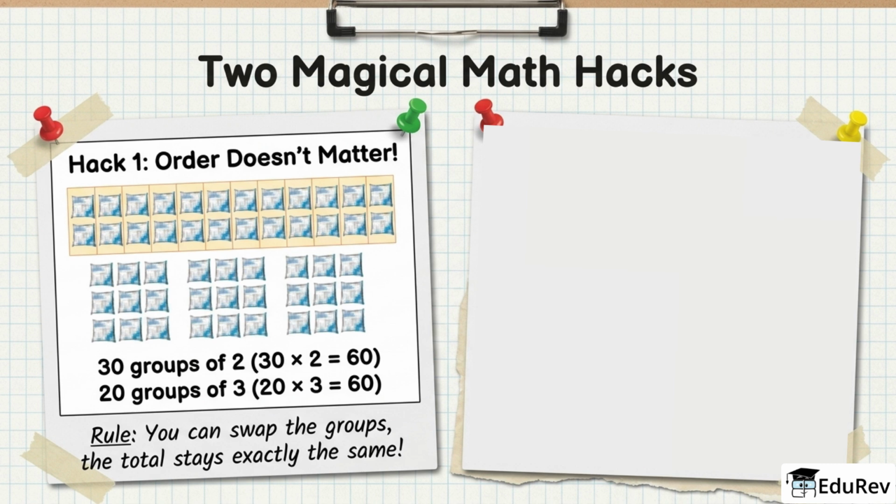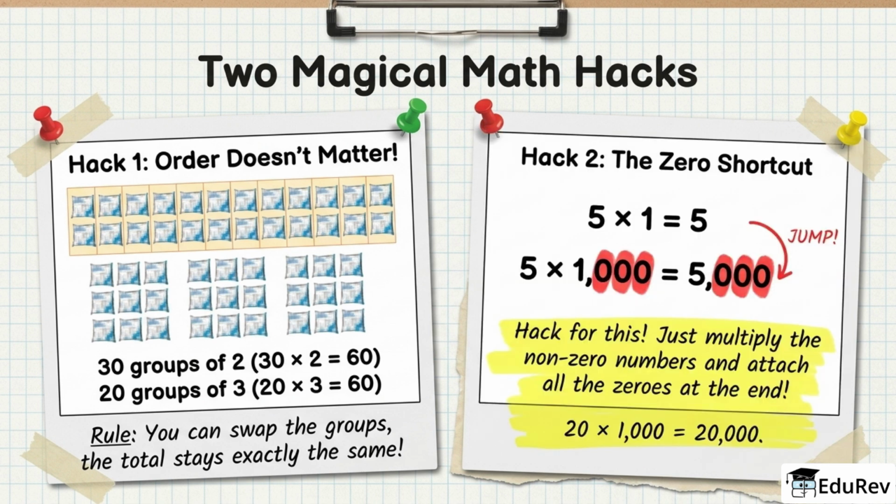The second shortcut is the zero rule. When you multiply numbers ending in 0, just multiply the non-zero numbers first and then attach all the zeros at the end. For example, 2 times 1 is 2. So 20 times 1000 gives us 20,000.